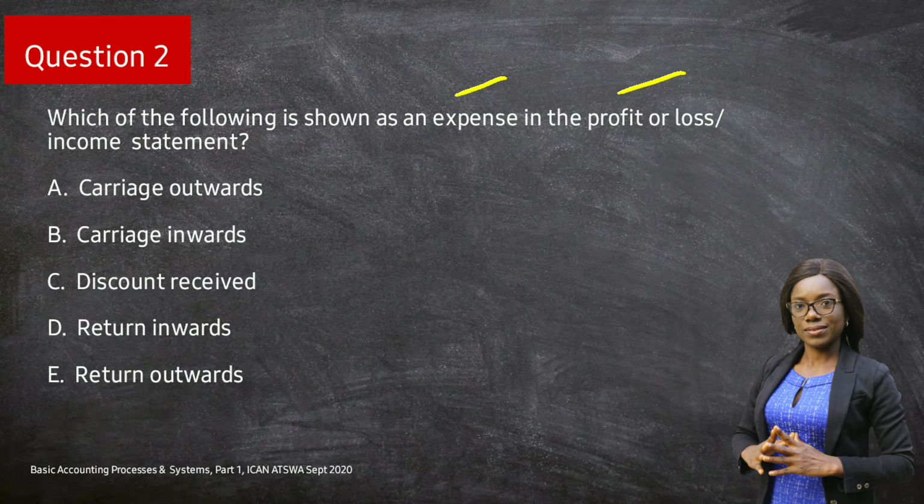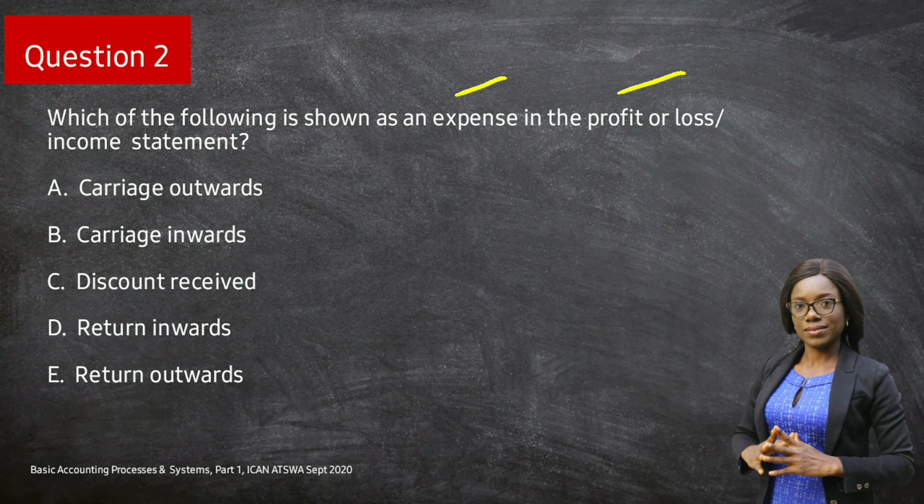We'll go to D. Goods which we have sold and is returned by the customer is called return inwards or sales returns. This is a trading account item. So we tick off quickly as wrong. D is an incorrect answer.